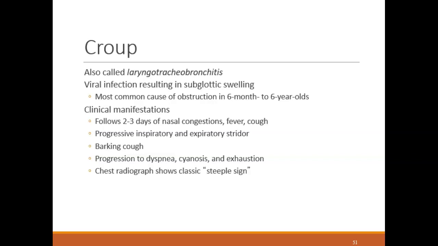So usually it's seen in babies 6 months to 6 years old. It presents following 2 to 3 days of nasal congestion, fever, or cough. And you're going to see that inspiratory stridor and that barking cough. As it worsens, you're going to see dyspnea, cyanosis, or even exhaustion.